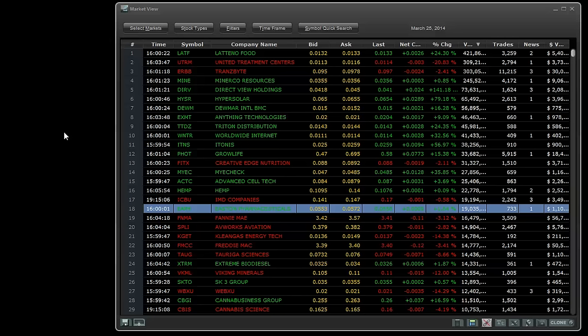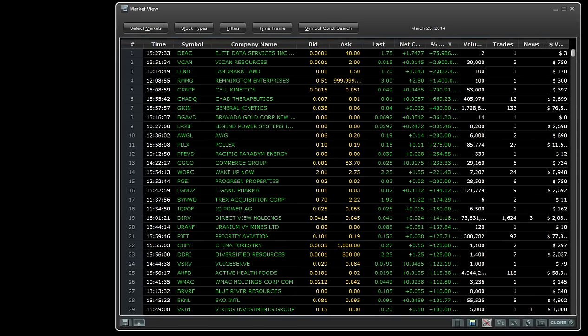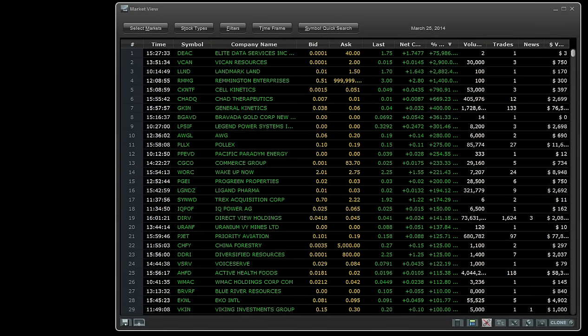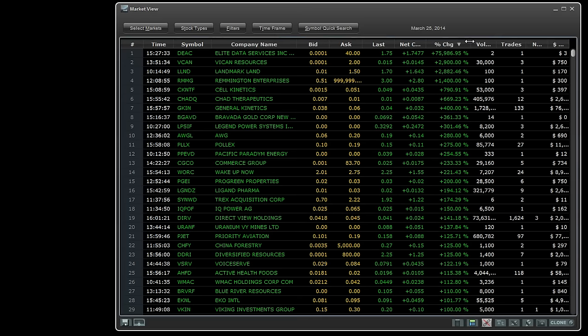Basically, one of the reasons that they can make you money is because of the price changes that occur in these stocks. As you can see here, I'm going to sort this by percentage change. This is everything that happened in a single day, March 25th. Sometimes you have to ignore a few of these trades.